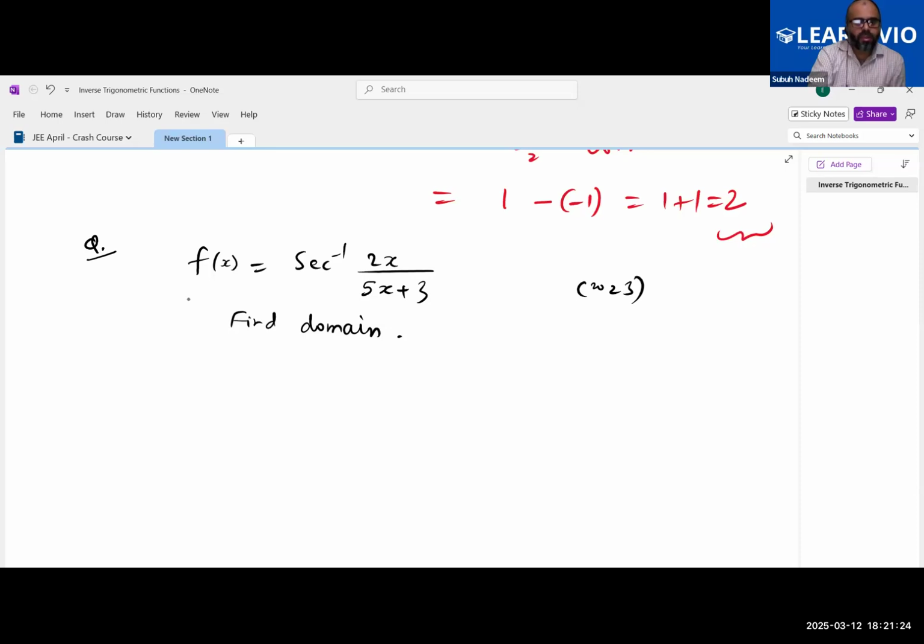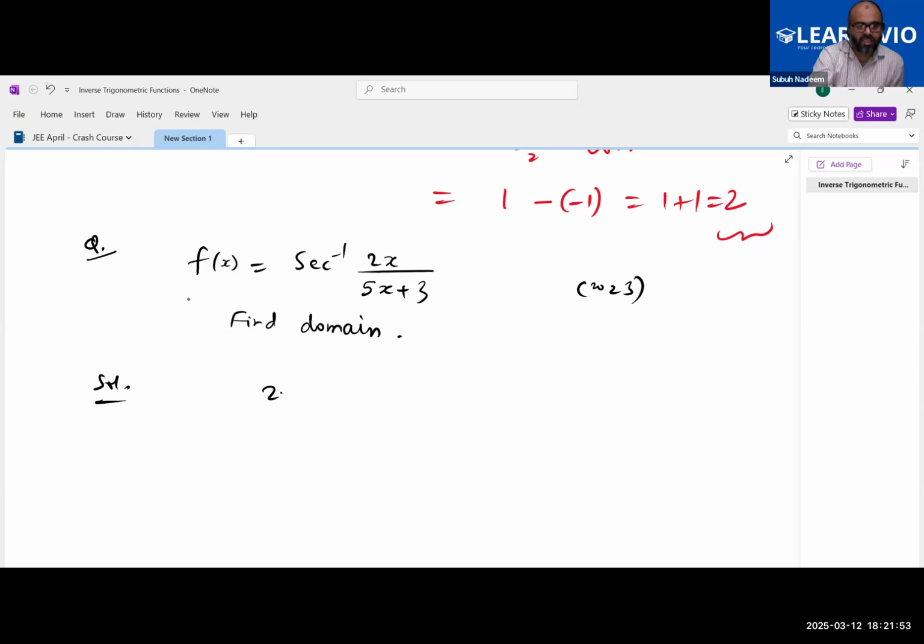If you remember, sec x gives a value which is either greater than equal to 1 or less than equal to minus 1. So sec inverse will take a value which is greater than equal to 1 or less than equal to minus 1, just like in cos inverse. In cos inverse the value is between 1 and minus 1. Sec is the reciprocal of cos, so it is greater than equal to 1 or less than equal to minus 1.